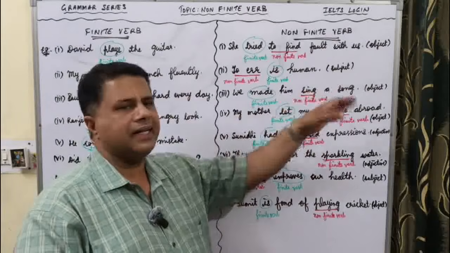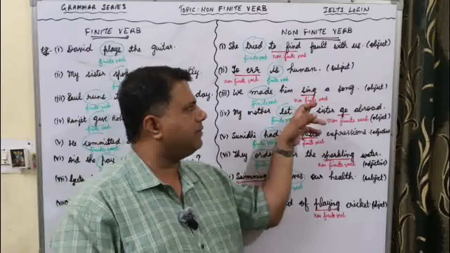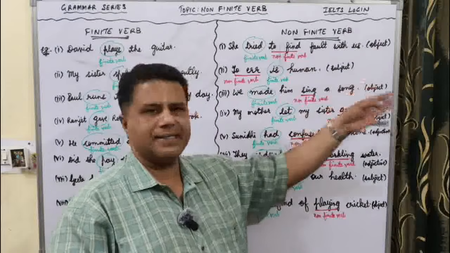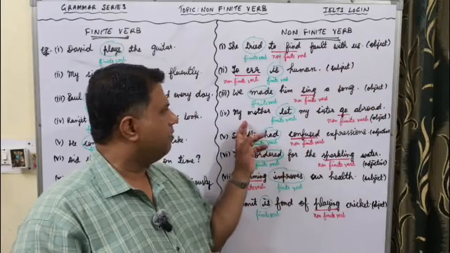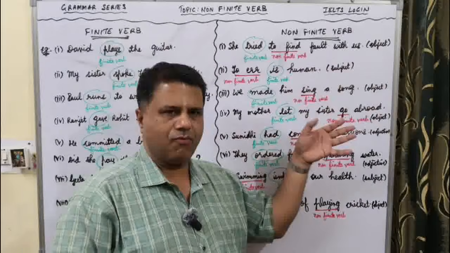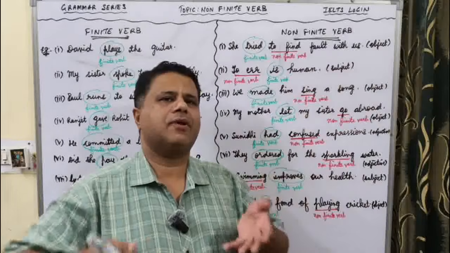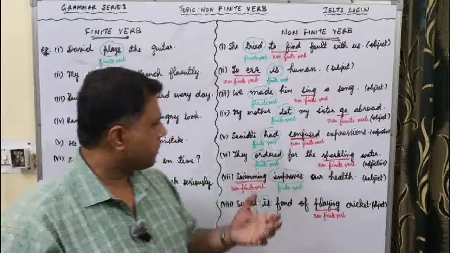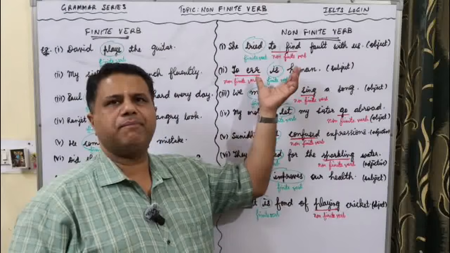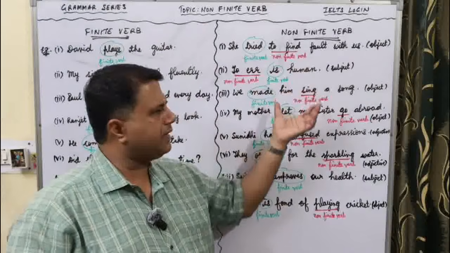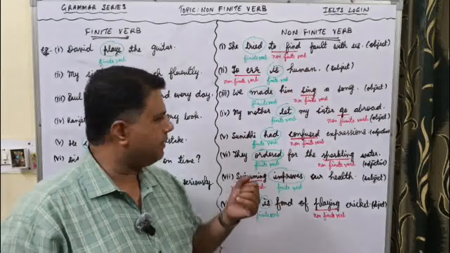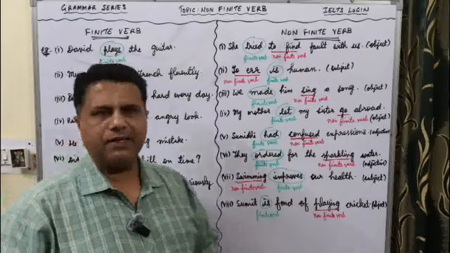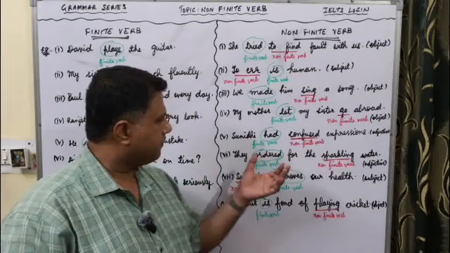We made him sing a song. Made is a finite verb. Sing a song. Here sing is a non-finite verb, it is acting as an object here. My mother let my sister what? Go abroad. So here again it is acting as an object. So first two examples are to infinitive, next two examples are bare infinitive. We will discuss all these things in detail, don't worry, I am just giving you the preview of the topic.